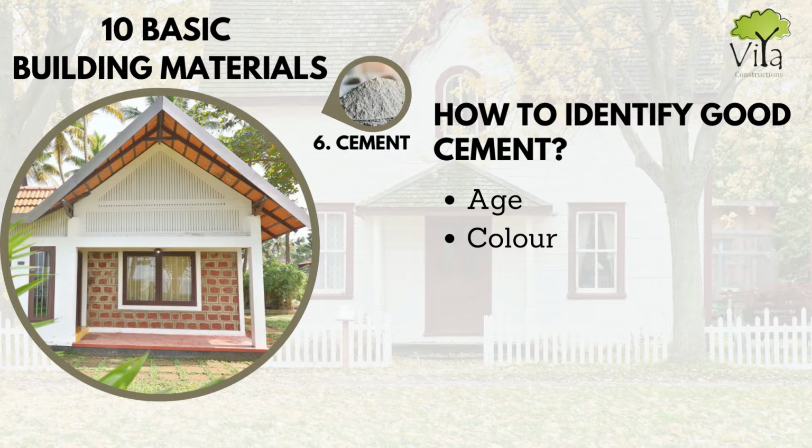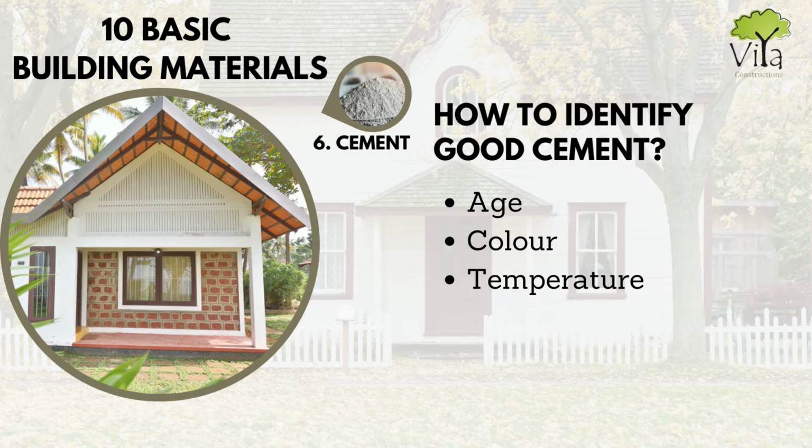The second one is color. Good cement is grey in color with a slight tint of green. Moreover, it will always be uniform in color. The third one is temperature. If you force your hands into a bag of good cement, your hands would feel cold. Bad cement feels warm to touch.